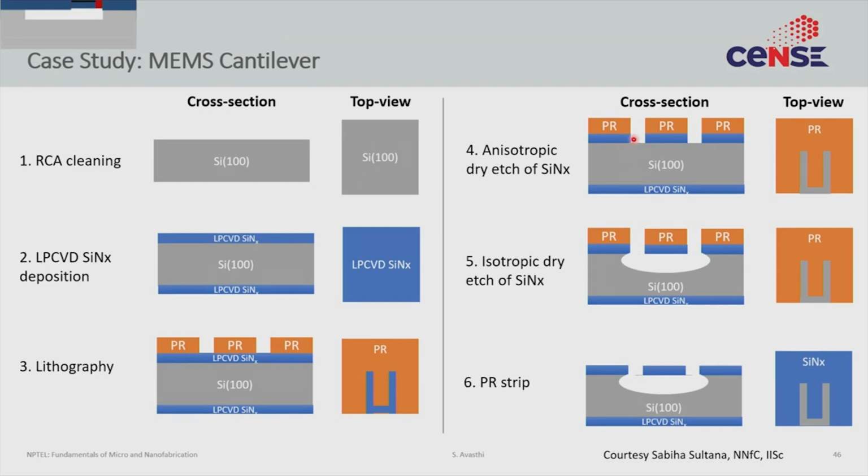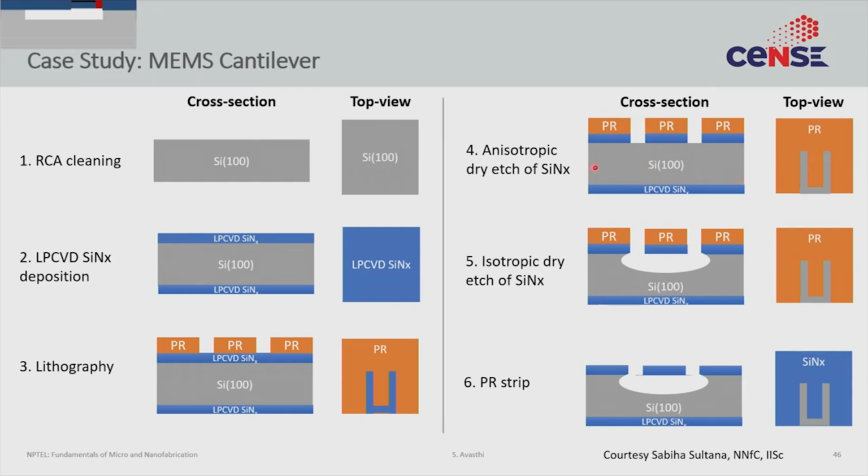So when you do the dry etch, the silicon nitride gets etched. The recipe that we shall use is anisotropic, which means that it doesn't have any undercut, right? So it exactly follows the profile of the photoresist, and it just etches vertically. So this is what you look at in the cross section. This is what you look at from the top.